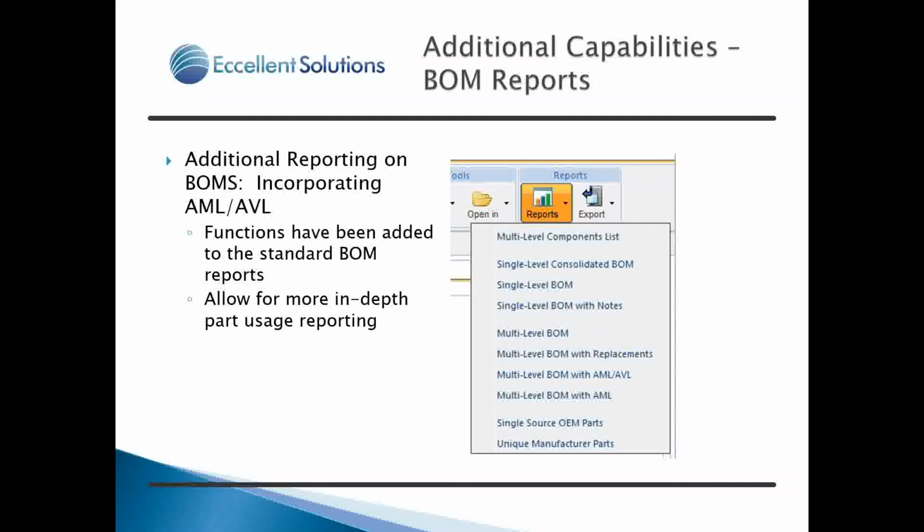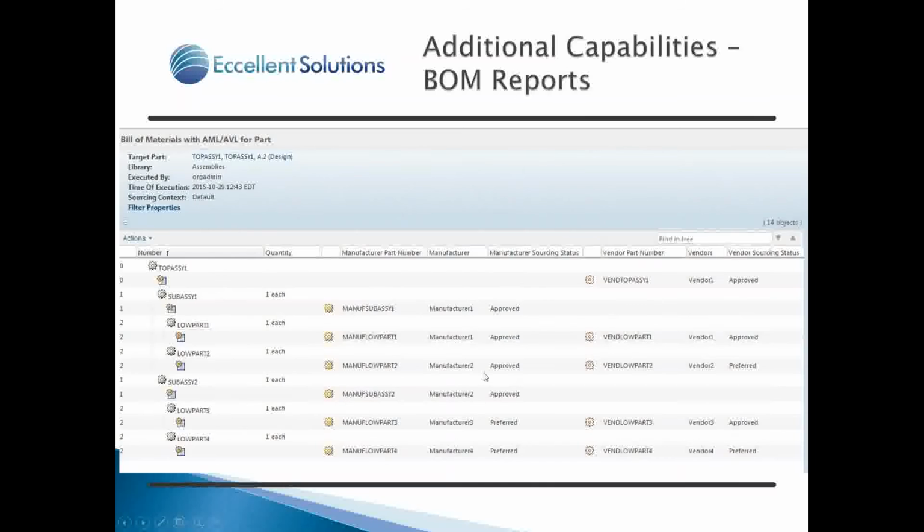The second of the key additional capabilities I wanted to highlight is some additional reporting on BOMs. Additional reports have been added in the Product Structure Explorer where you can incorporate your multi-level BOMs but also show the AML and AVL in your BOMs as well. So not only can you build the BOMs that you have in your system, but you can also incorporate with those BOMs who you actually supply those parts from in one simple report, which you would see as the end result here.